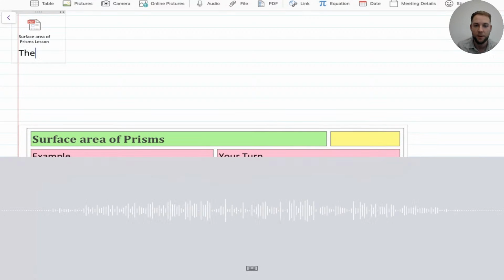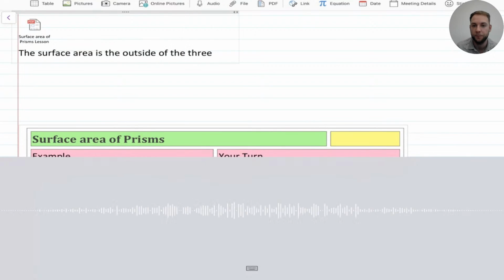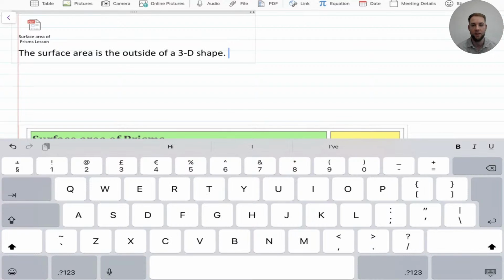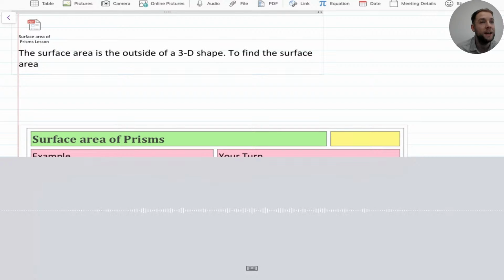The surface area is the outside of a 3D shape. To find the surface area, we need to find the area of each side.